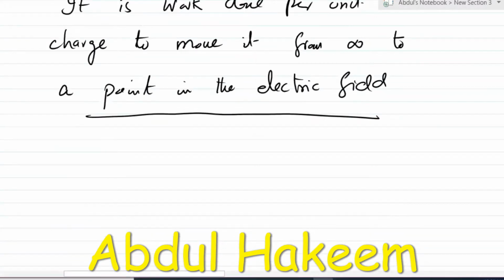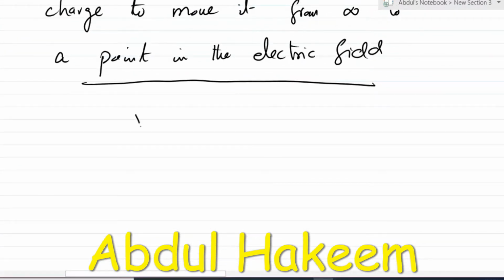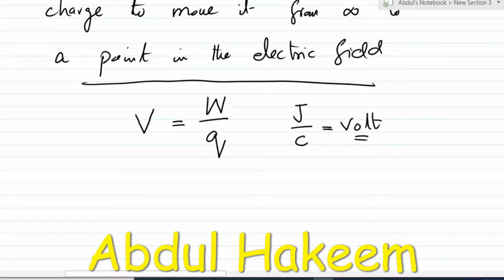is called electric potential. Electric potential V is work divided by test charge, work in joule, charge in coulomb. So joule per coulomb is volt. Work is scalar, charge is scalar, electric potential is also scalar and measured in volt.